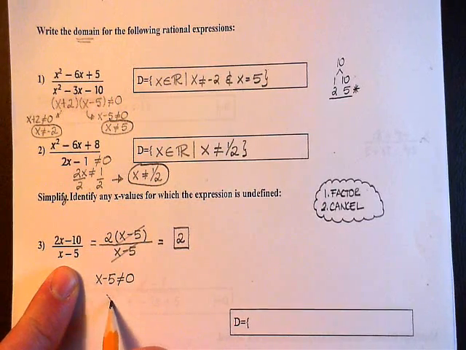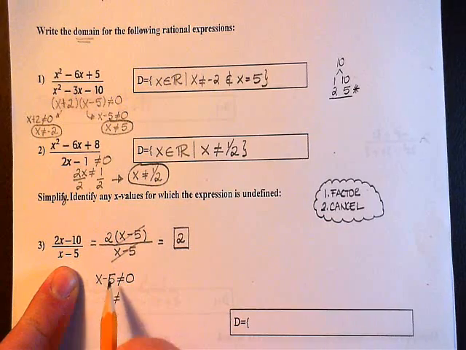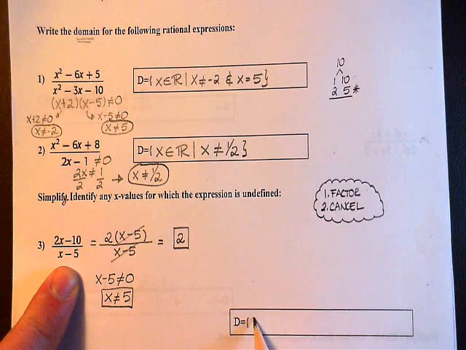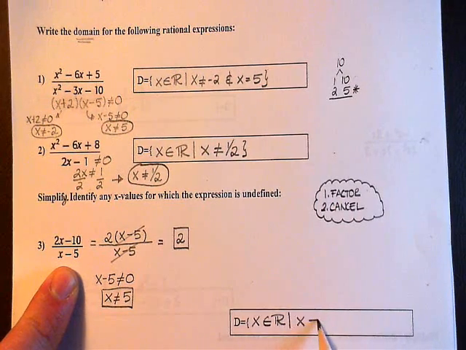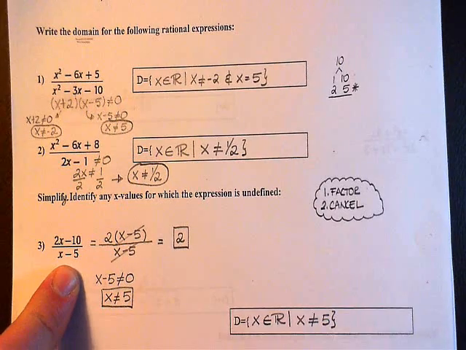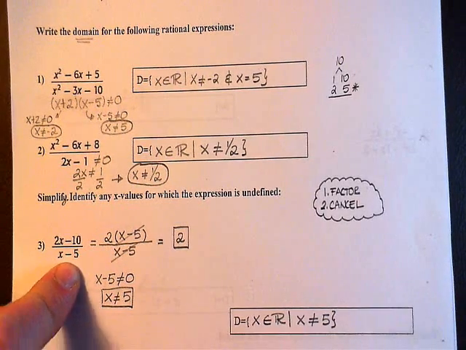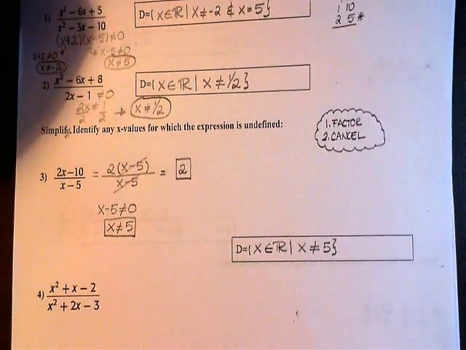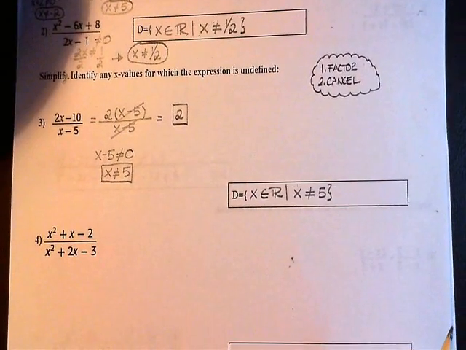And all you have to do is make sure x is alone. So we're going to move the 5 to the other side. It becomes x different than 5. So this would be x belongs to all real numbers, such that x must be different than 5. Okay? And that concludes our problem number 3. Let's go ahead and go to number 4.